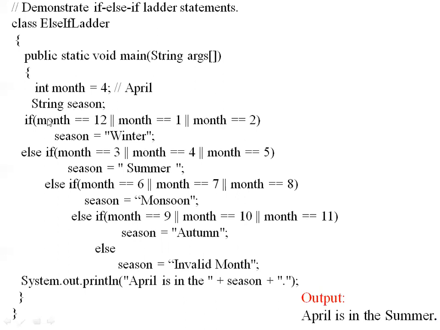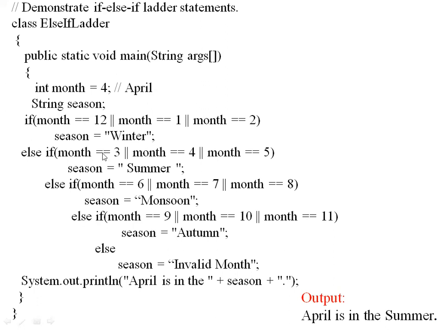So if month is equal to 12 or month equal to 1 or month equal to 2, then that comes under the winter season, and I'm assigning the string winter to variable season. Now in our case, month is equal to 4, so it checks: month is equal to 12, false. Month is equal to 1, false. Month is equal to 2, false. In logical OR, if all the operands are false, then the entire expression becomes false. So this expression becomes false, and it goes to the else here.